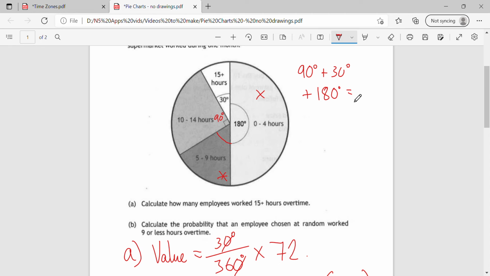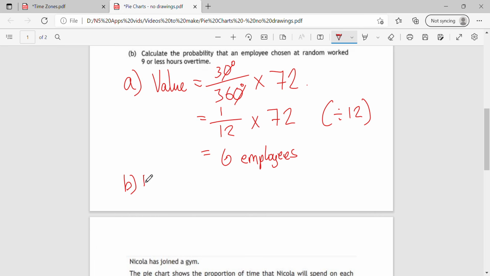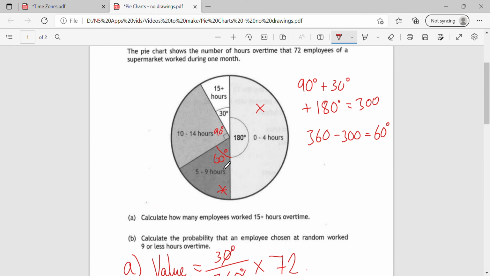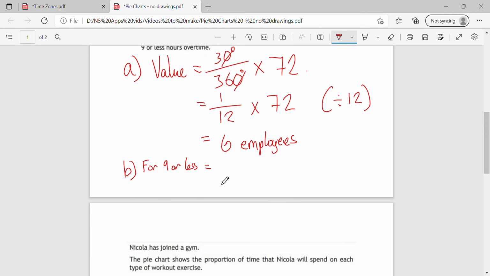90 plus 30 plus 180 is 300. So that then means that that angle in there is 360 minus 300, which is 60. So that angle in there is 60 degrees. So the angle that we are interested in for 9 or less, the angle is 180 plus the 60 degrees, so it's 240 degrees that we are interested in.